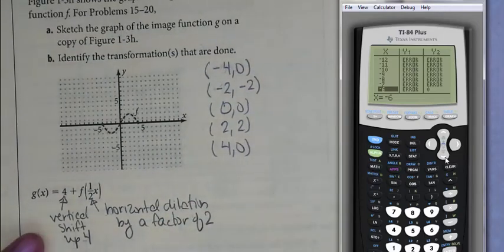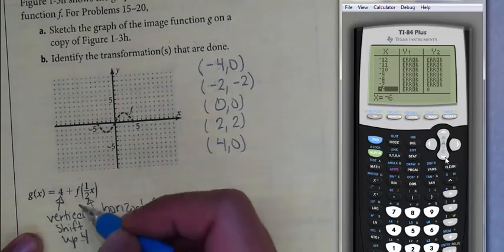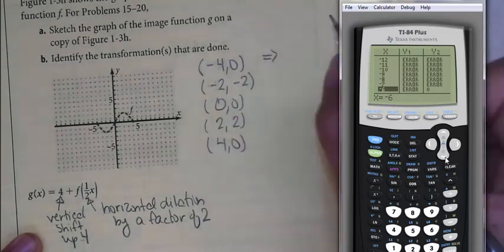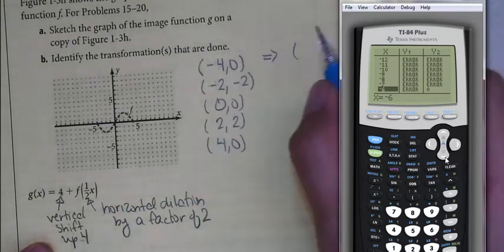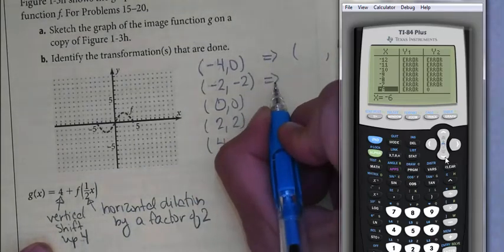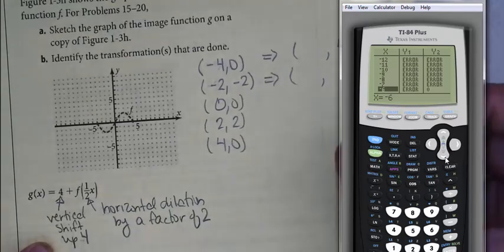So each one of those I'm going to do a vertical shift up by 4. That just has to do with the y values, right? Vertical shift up by 4, add 4 to your y. So I'll do that for each one. We'll do that part first because that's the easiest part.